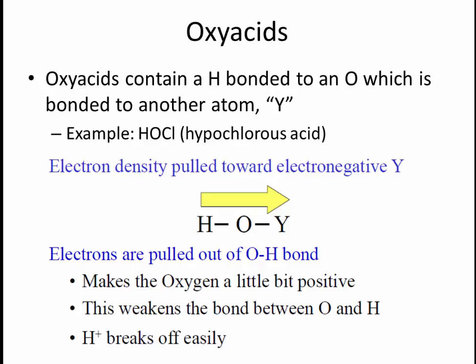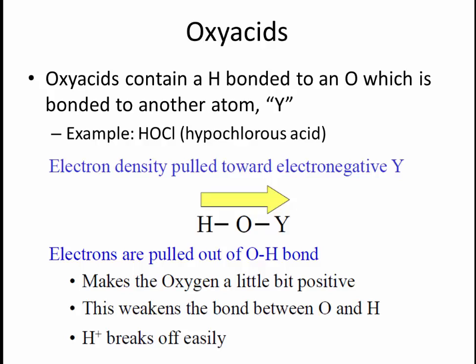The next two factors to consider have to do with oxyacids, and this is a very important group of acids that includes nitric acid, phosphoric acid, carbonic acid, all those polyatomic ions that we think of. So an oxyacid contains an H that's bonded to an O, which is then bonded to another atom, Y. And what's happening here is the electron density is being pulled towards the electronegative element Y, and this yellow arrow shows the direction in which the electrons are being pulled.